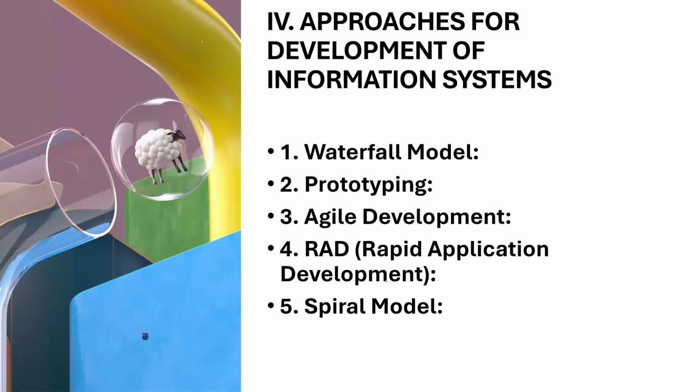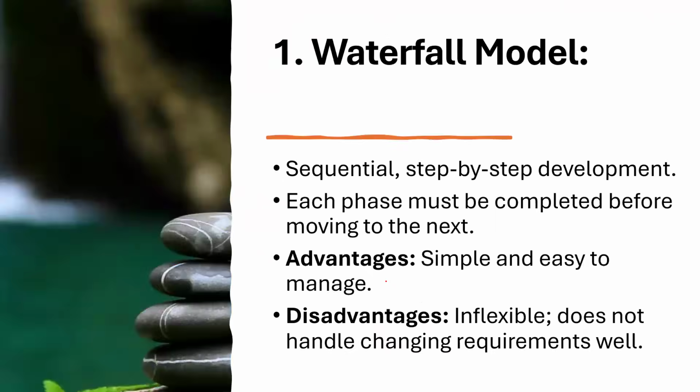The fourth topic is approaches for development of information system. We're going to be looking at 5 different approaches. We'll look at the waterfall model, the prototyping, the agile development, the rapid application development, and the spiral model. So let's look at them. The waterfall model.